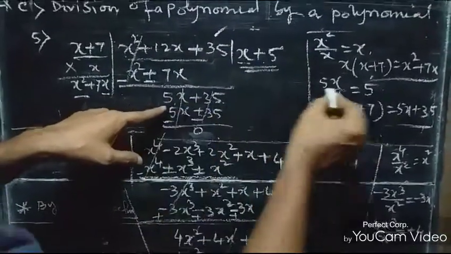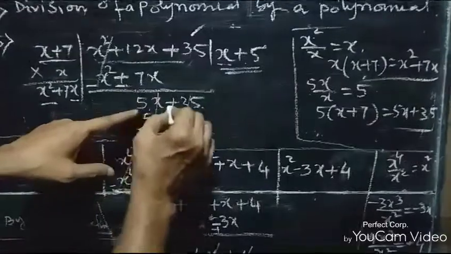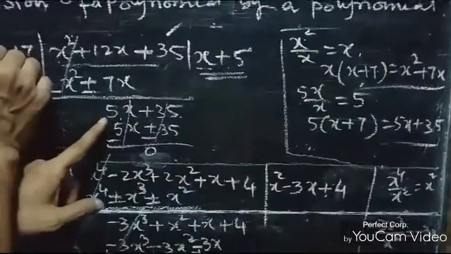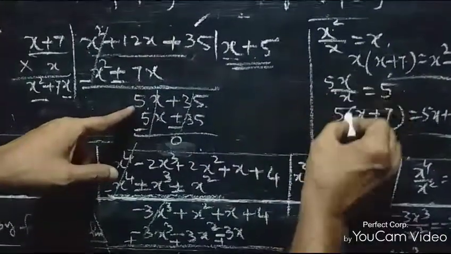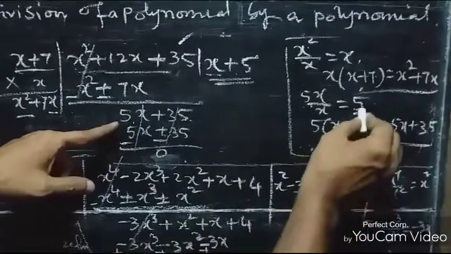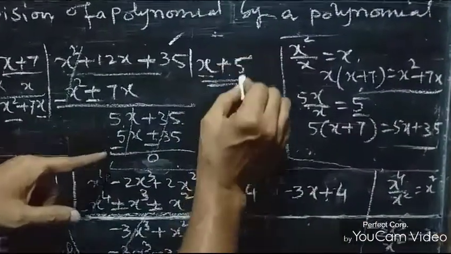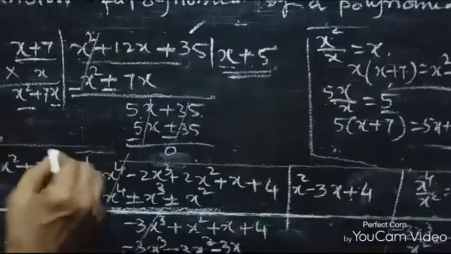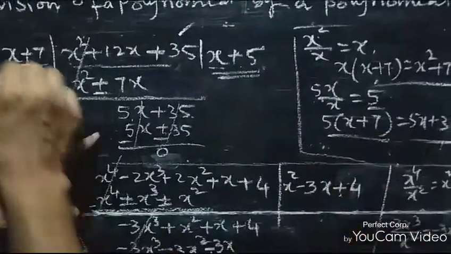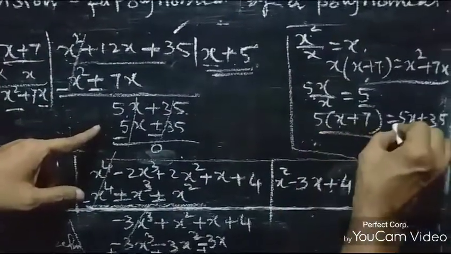So next is 5x, this is the first term of the dividend and the first term of the divisor, it will be divided once again. This is coming plus 5. So just put this plus 5 in the quotient. And this plus 5 will be multiplied with the divisor, that is 5x plus 35.